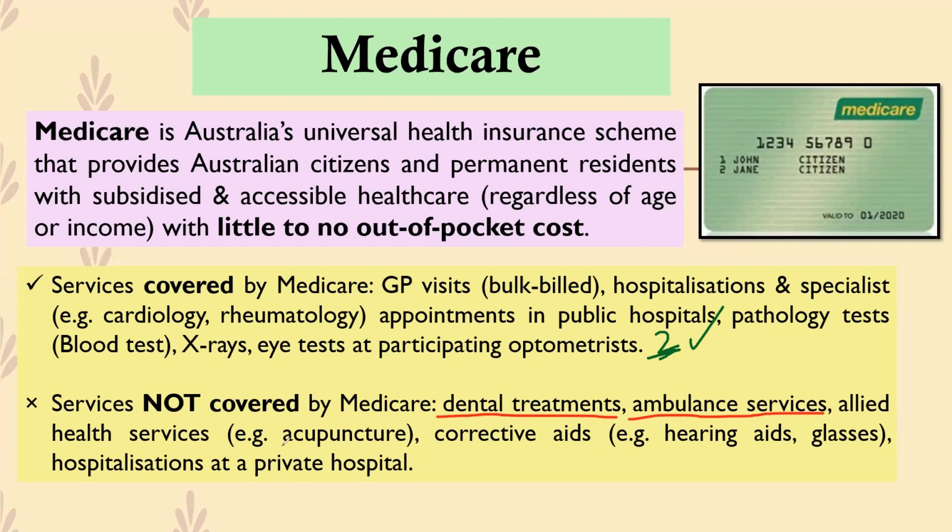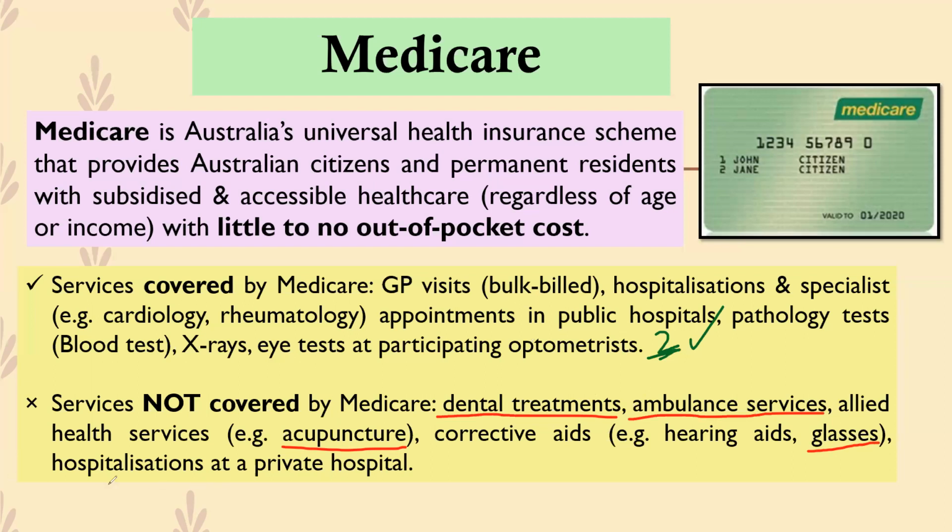Allied health services like acupuncture, for example, or naturopathy, all those things are also not covered by Medicare. So if you go to an acupuncturist, or a person who does acupuncture, you will have to pay out of pocket there as well. Medicare doesn't cover that. And corrective aid. So if you've ever gone to Specsavers and you've got your prescription and then you say, okay, mom, I want to buy some glasses. When you get those glasses or you get those contact lenses or whatever it is you get, you have to pay for those out of your pocket. That's not covered by the Medicare card alone.